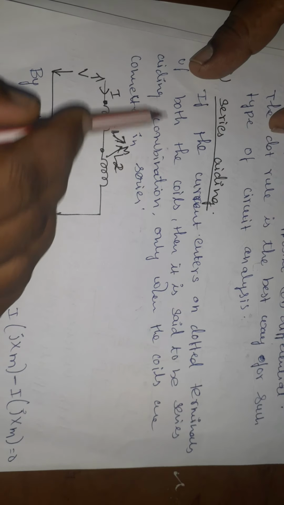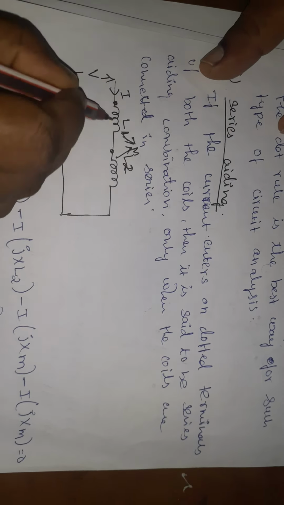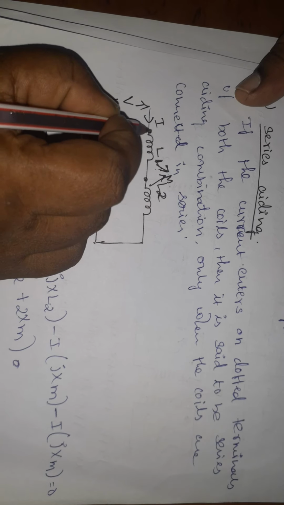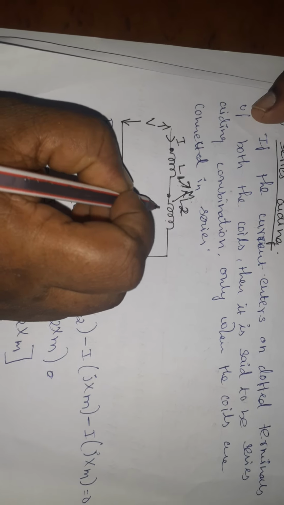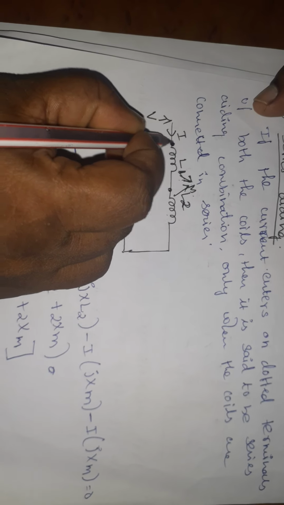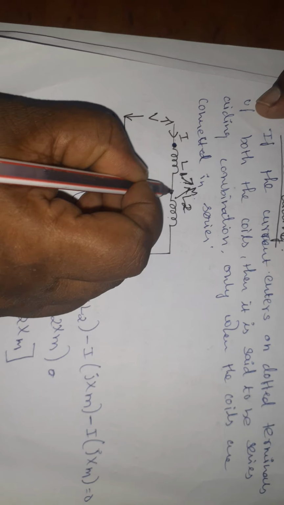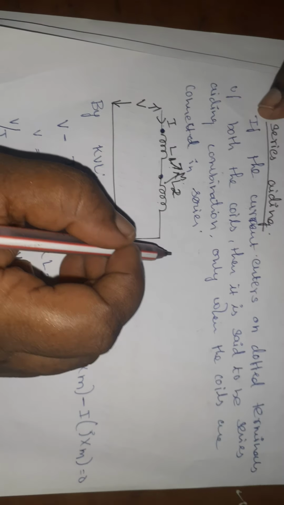First, consider the series aiding. Series aiding means the two inductors are connected in series. If the current enters on the dotted terminals of both coils, see here, this one is L1, this one is L2, this one is M. M means mutual inductance. This one is the mutual inductance for that current. Consider these two inductors L1 and L2. The current enters the dotted point in L1 and also in the dotted point in L2. Then it is said to be a series aiding combination.